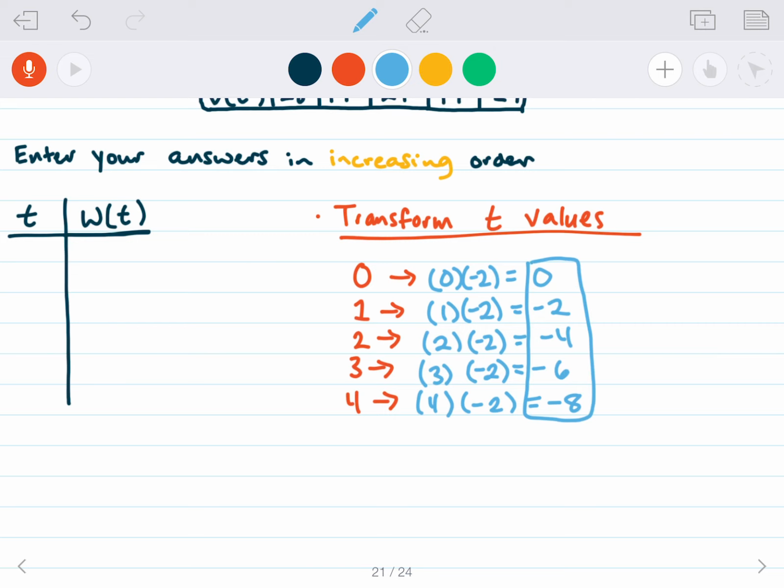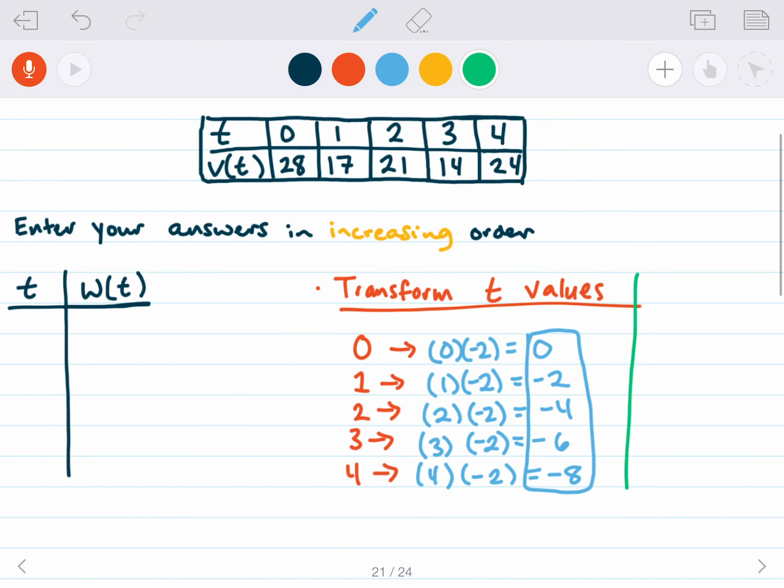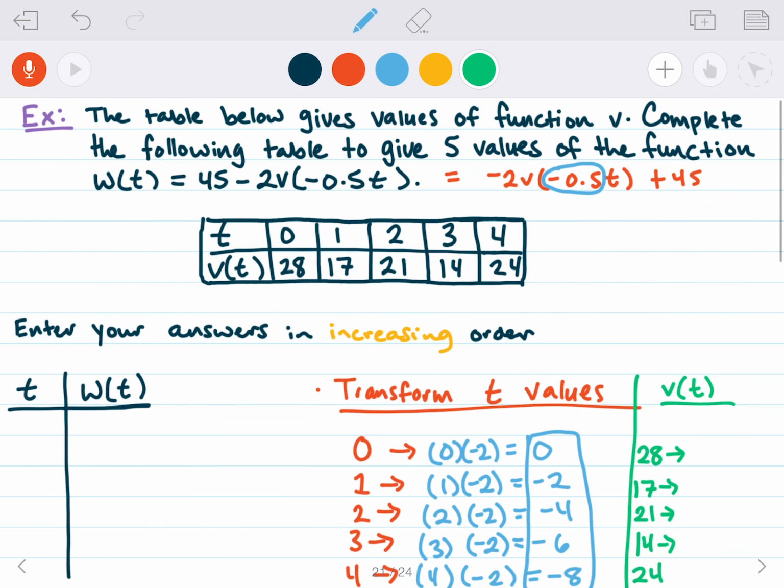And let's find the corresponding y values, so the v of t values. So we start with 28, and then 17, 21, 14, 24. So these are my outputs. So what's affecting y here? Well, we better multiply our y values by -2 and then add 45. So that's what's happening to my y values.